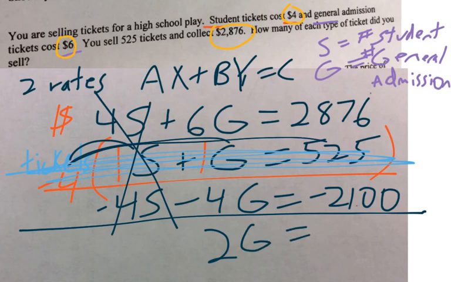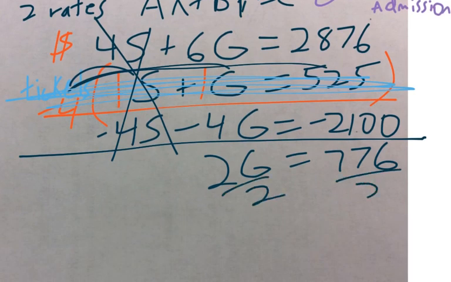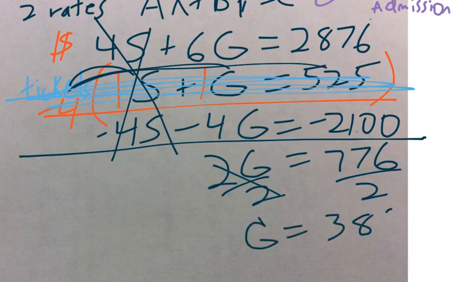Sounds like Wi-Fi, doesn't it? And then 2876 minus 2100 gives me 776. And then I'm going to divide by 2. And I get general admission is going to be $388. Actually, I take that back. That stands for the number of tickets. So it's going to be 388 tickets.